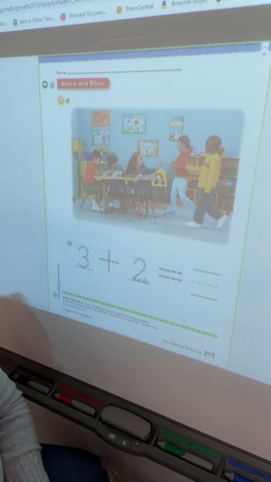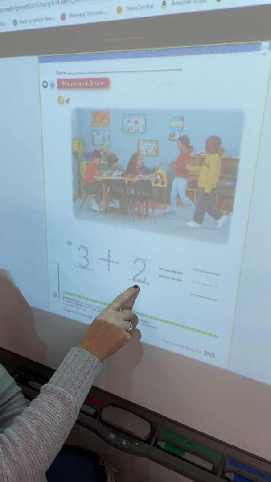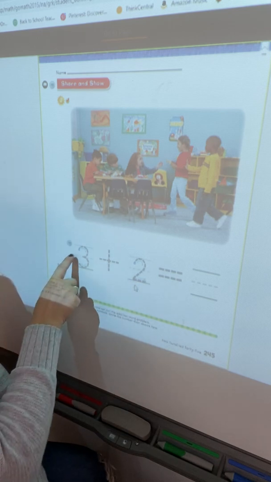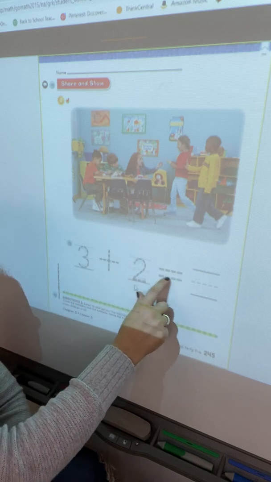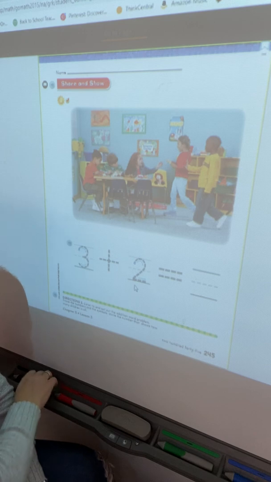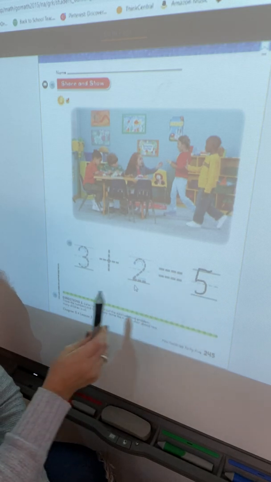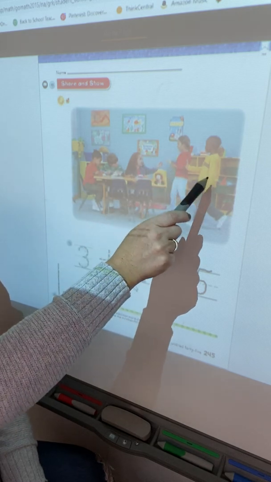So now let's put this in the number sentence. We started with 3. We added 2 more. Now how many friends do we have all together? 3 plus 2 equals how many? Did you say 5? Let's double check. 1, 2, 3, 4, 5.